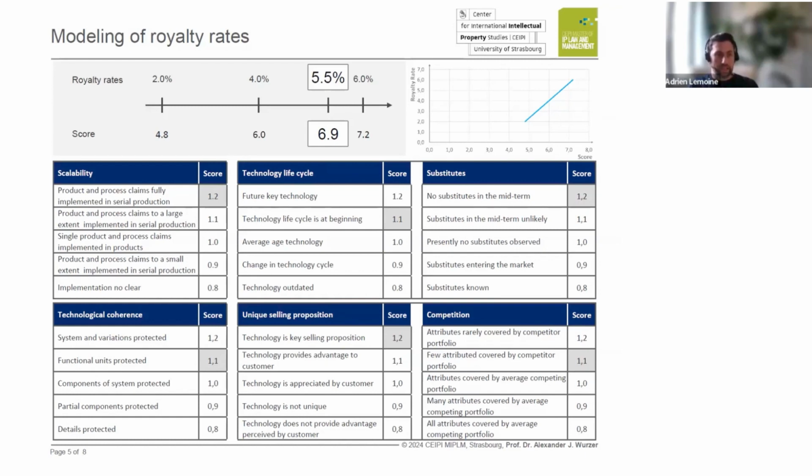As the technology is assumed as a key selling proposition, once again it is the higher score of 1.2. And as only a few attributes are covered by the competitor portfolio, the score is 1.1. Then when we sum up these 6 scores, we have a total of 6.9, and using a simple linear scoring model, we arrive at a royalty rate of 5.5%.